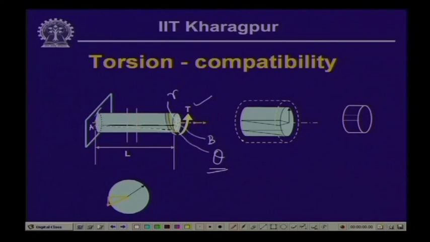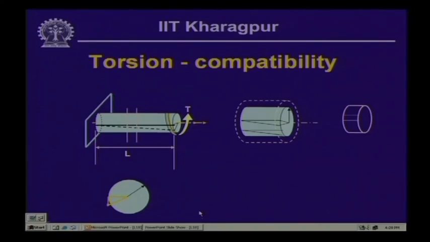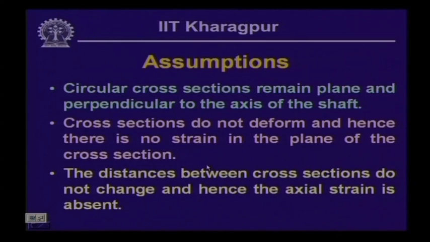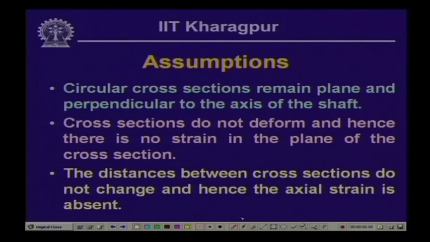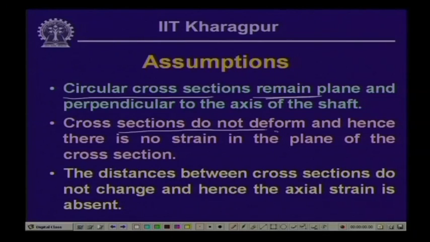So, because of the application of the twisting moment, the radius vector changes. Because of this twisting, the angular section moves and there is a change in the angle which we call theta. Now, there are some assumptions which we make for this. First, circular cross sections remain plane and perpendicular to the axis of the shaft. There is no change in the circular cross sections and they remain as they were before the application of the twisting moment, and since there is no change in the cross section, there is no deformation, hence there is no strain in the plane of the cross section.